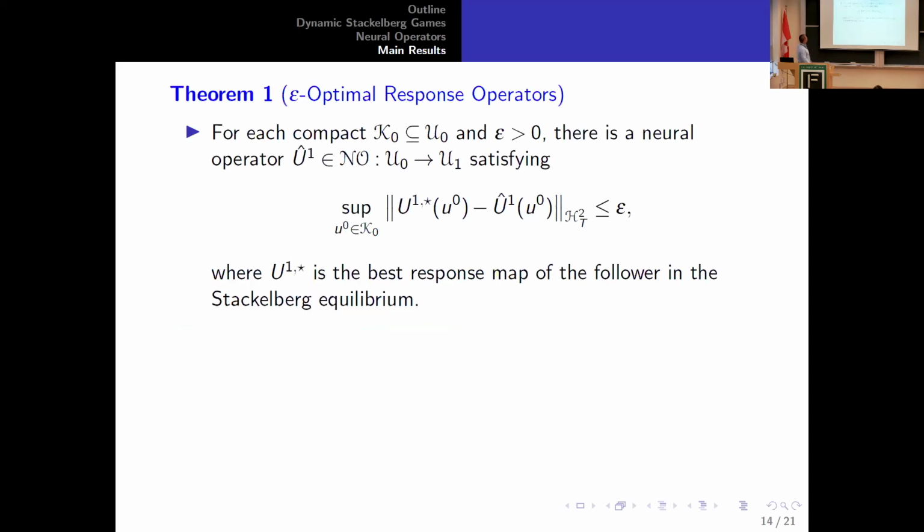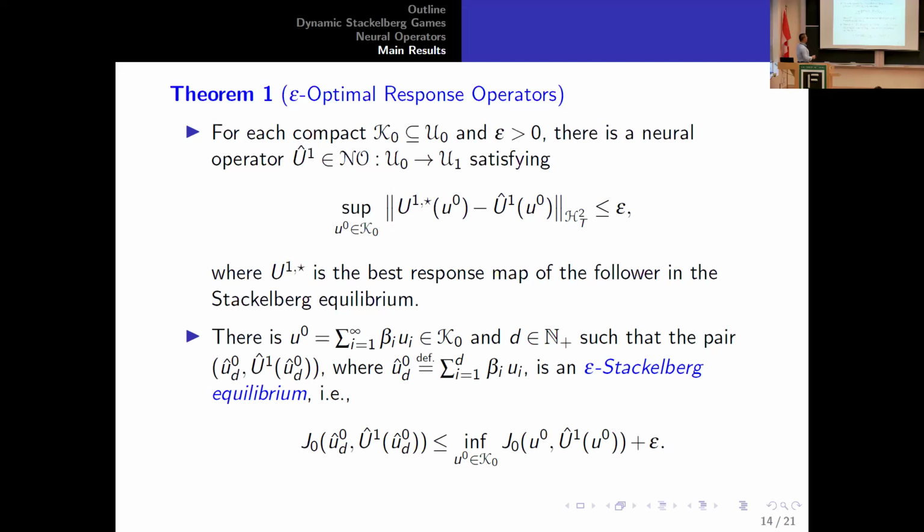So here's the first part of the work. That is, for each compact subset, there exists a neural operator hat U1. That is, the N0 is a neural operator we defined earlier, so it satisfies this condition. This is a theoretical best response operator that is unknown, but we want to know it, so we approximated it by the neural operator. We showed the existence of hat U1 such that they satisfy any desired accuracy. That is the first step.